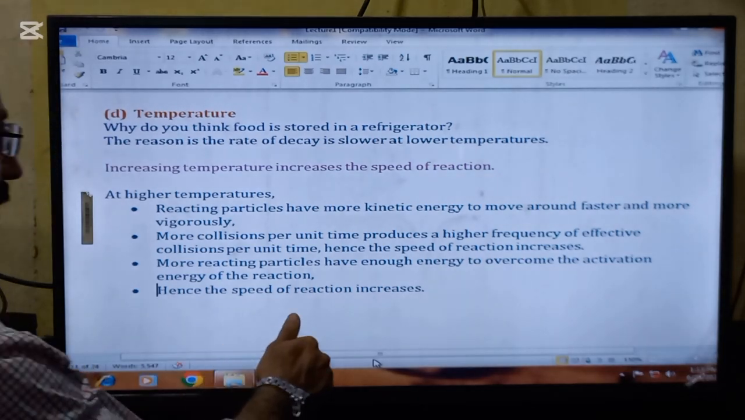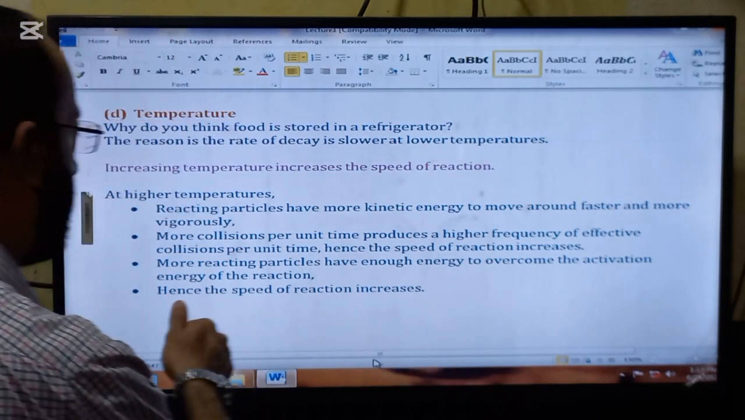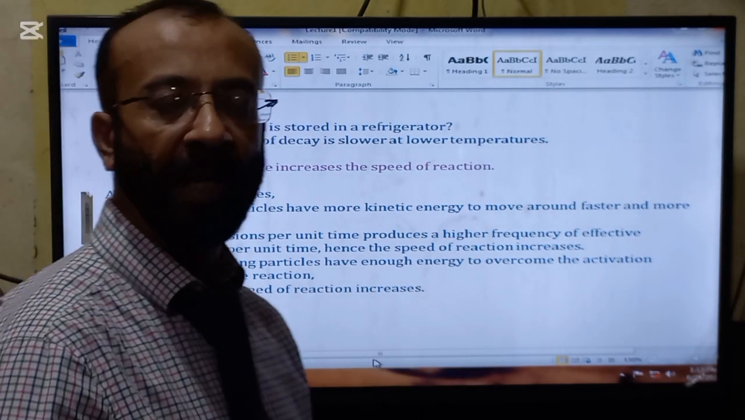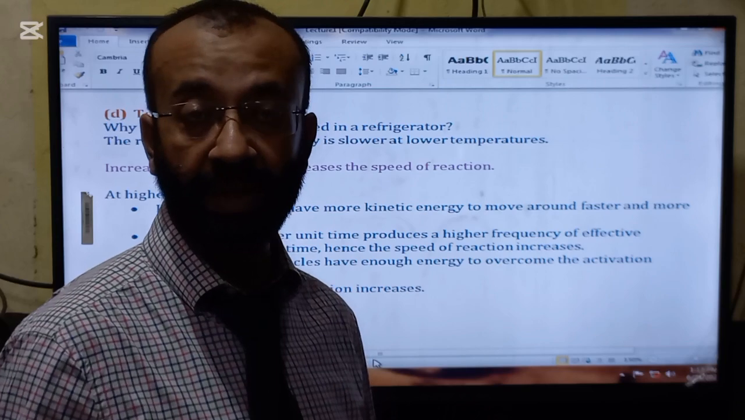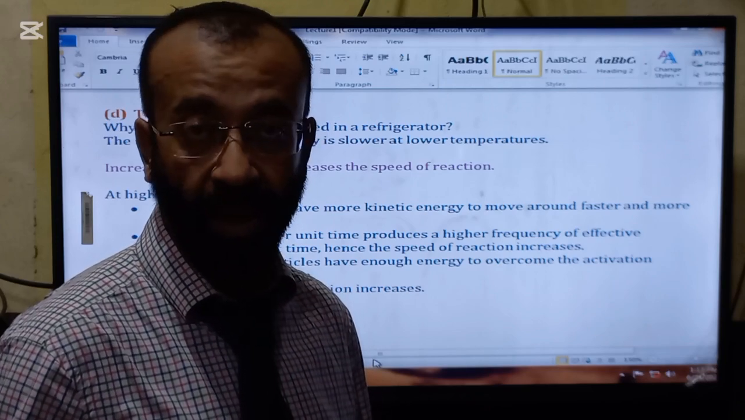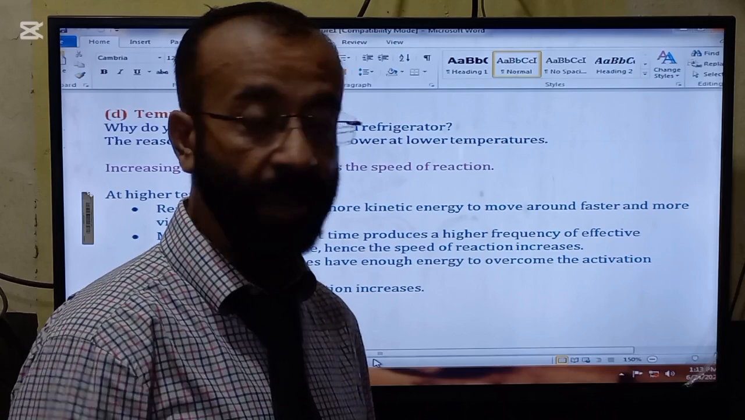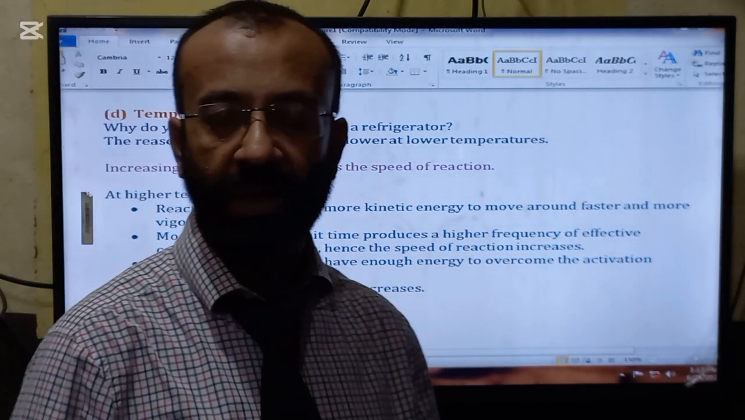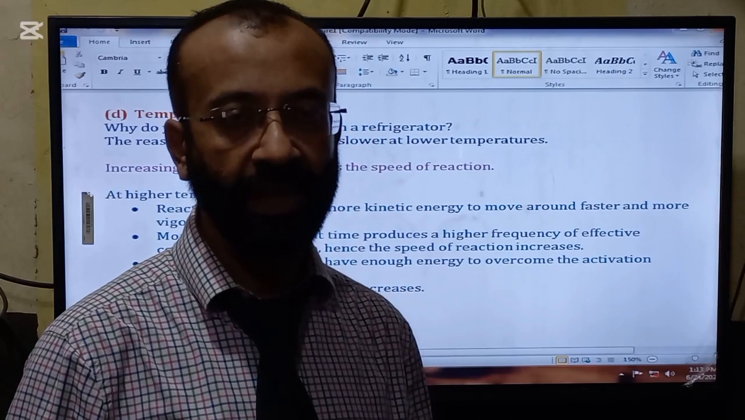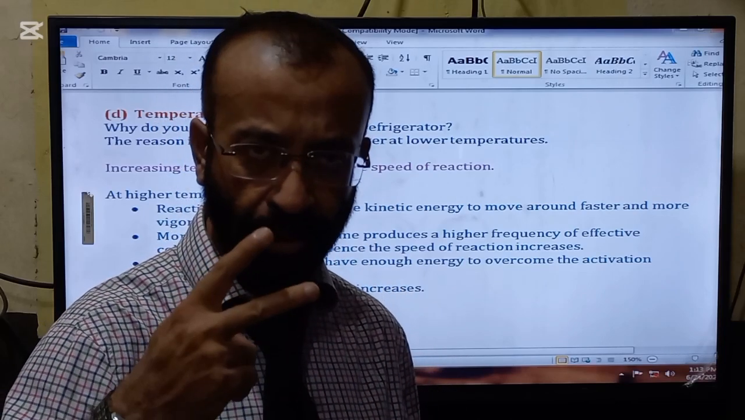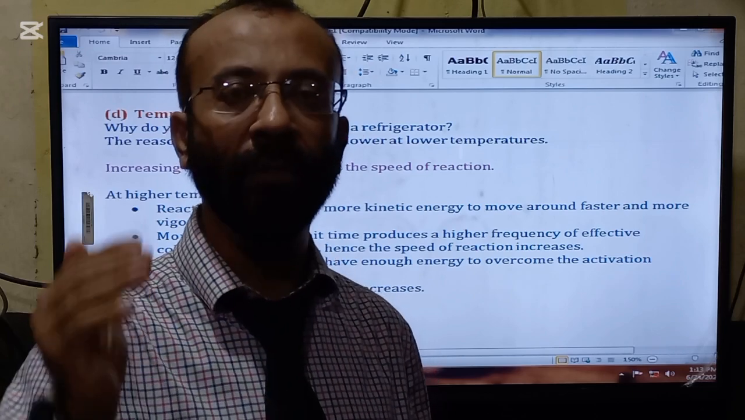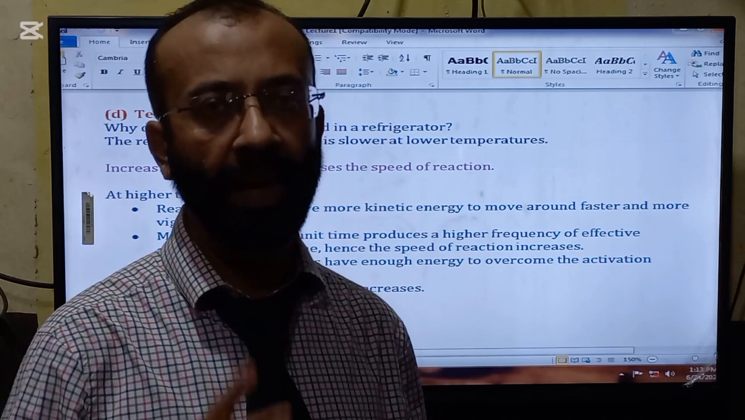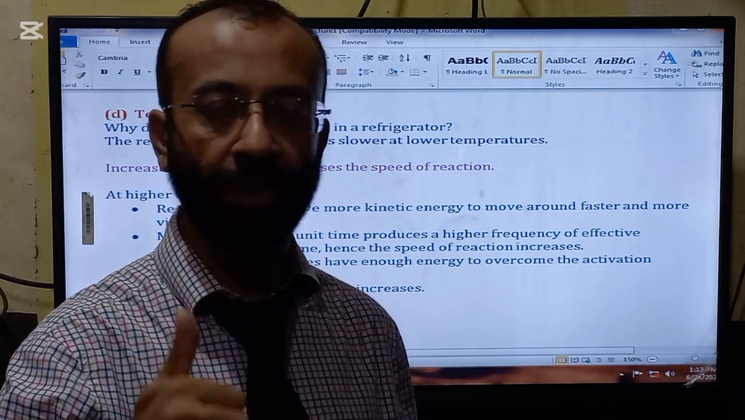More reacting particles have enough energy to overcome the activation energy of the reaction. So this is another point. When temperature is increased, the energy of the particles increases, so more particles are able to overcome the activation energy. Hence, the speed of the reaction increases. You have read that for a successful reaction, two conditions are necessary. Number one, to overcome the activation energy, which is like a barrier you have to overcome. And number two, the proper orientation should be there.